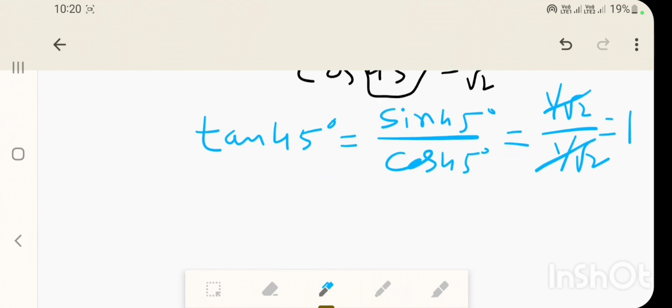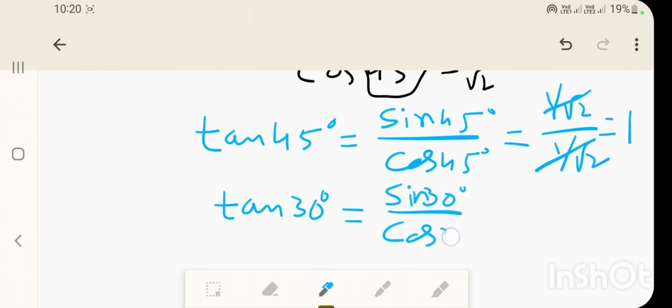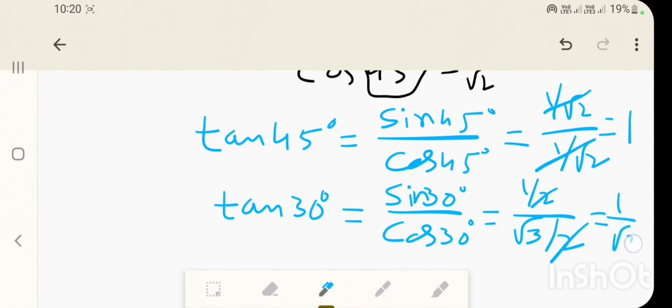Okay. Now coming to tan 30 degrees. Tan 30 is nothing but sine 30 divided by cos 30 degrees. So sine 30 we know it is, sorry, 1 by 2. And cos 30 is root 3 by 2. So this 2 in the denominator and 2 will get cancelled. We get 1 by root 3.